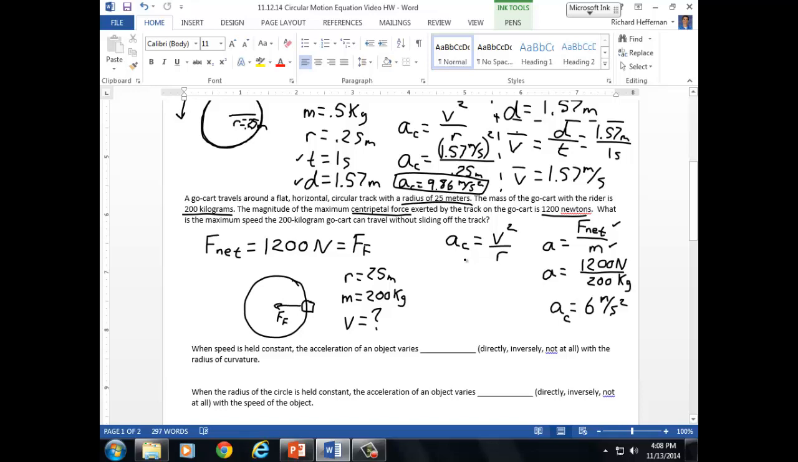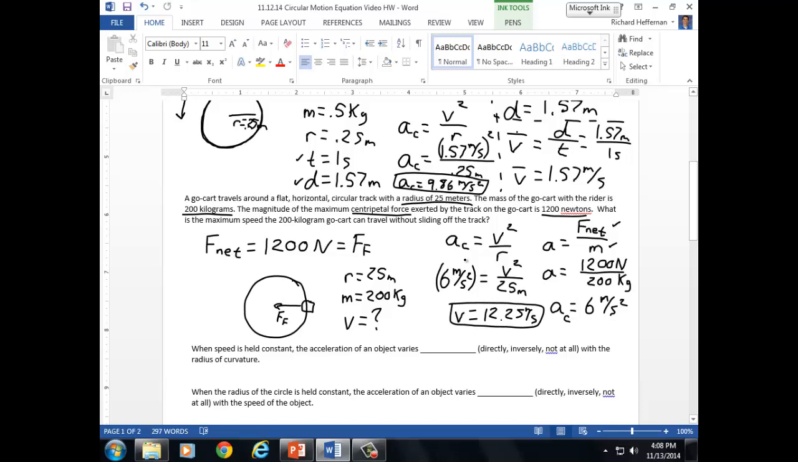So now that we used our net force equation to find the centripetal acceleration, we can plug in the 6 meters per second squared for the acceleration. V squared, where v is what we're searching for, the speed of the go-kart, divided by the 25 meter radius of the track. Do some algebra there. 6 times 25 is equal to 150, and then take the square root of both sides. V is equal to 12.25 meters per second. Cool.